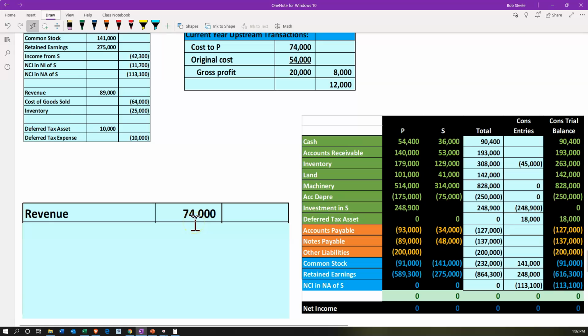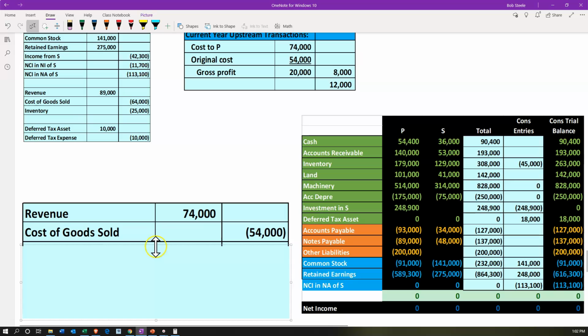So the revenue would be on the books as a credit. We're going to debit it to reverse it. We're going to reverse basically the cost of goods sold, which would be on the books as a debit. So we're going to credit it to reverse it. And then we're going to credit the inventory, representing that has the gross profit basically in it. And that's going to be the $20,000.